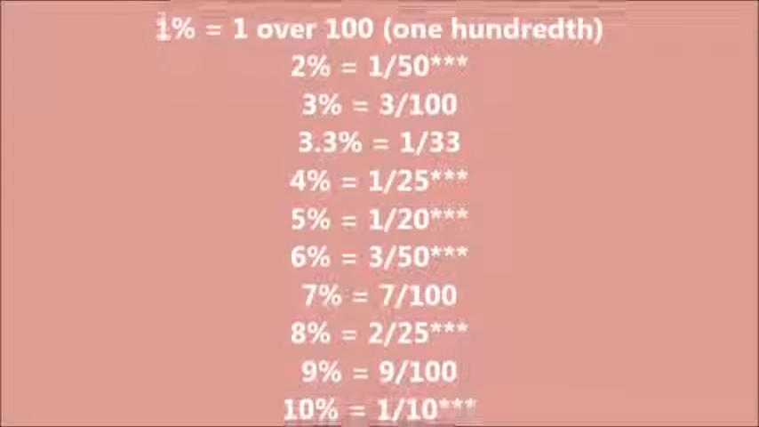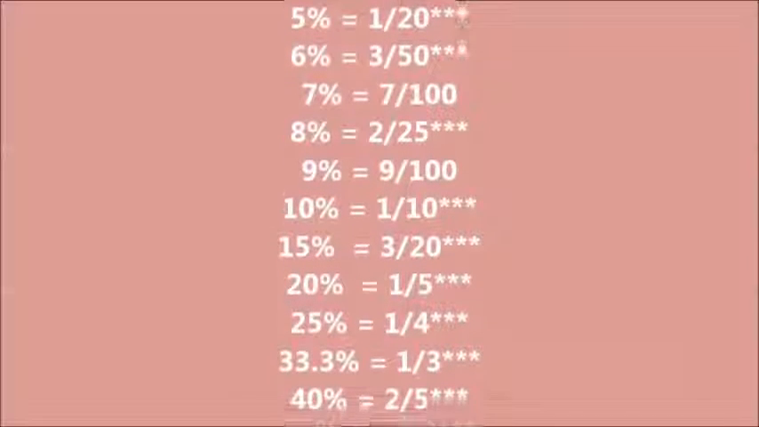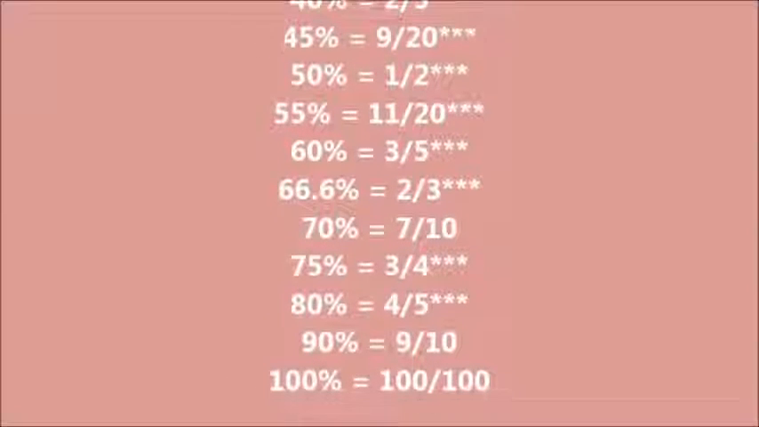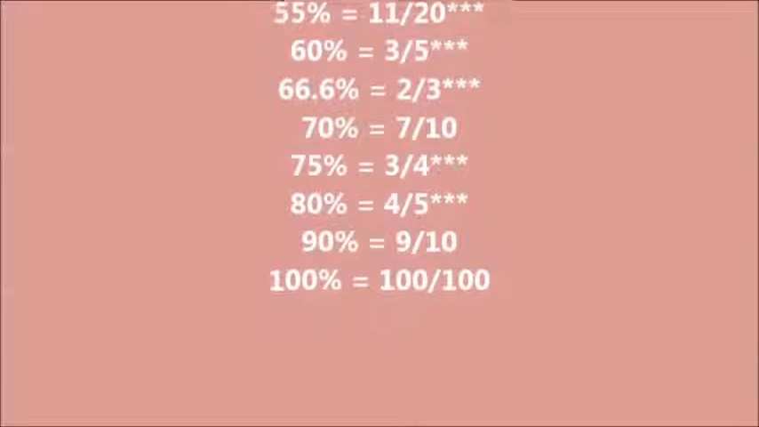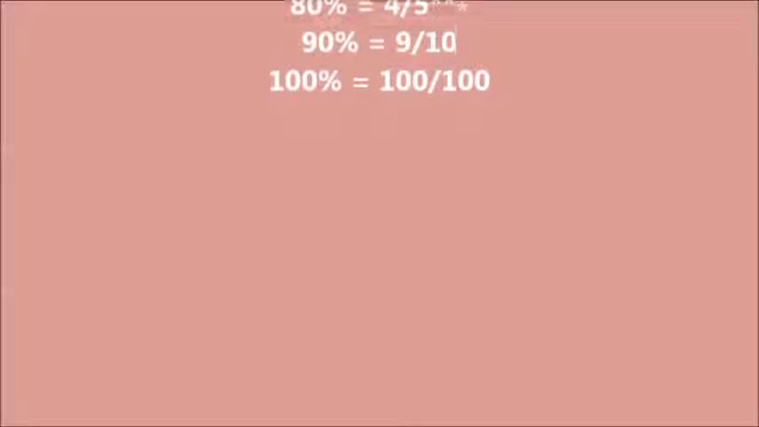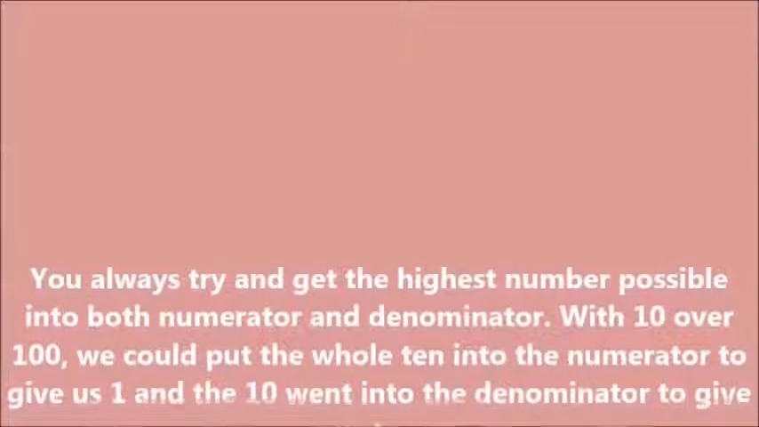So here are some of the percentages shown as fractions in their lowest form. Now you may recognize 2% there. It's not 2 over 100, it's 1 over 50. Okay, you notice your 4%, that's 1 over 25, 5% is 1 over 20, 6% is 3 over 50, 8% is 2 over 25, and of course we've already done that one there at the end, the 10%. Now you can pause this video, go back and have a look at these again.